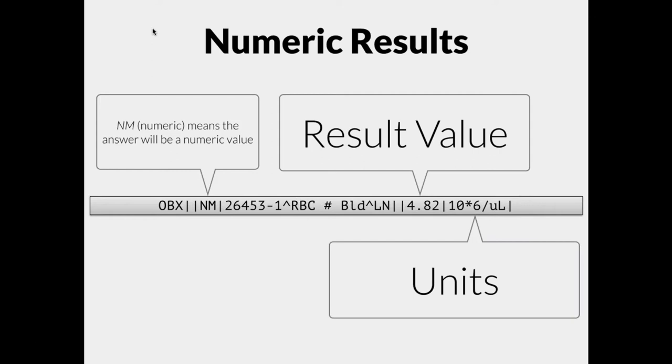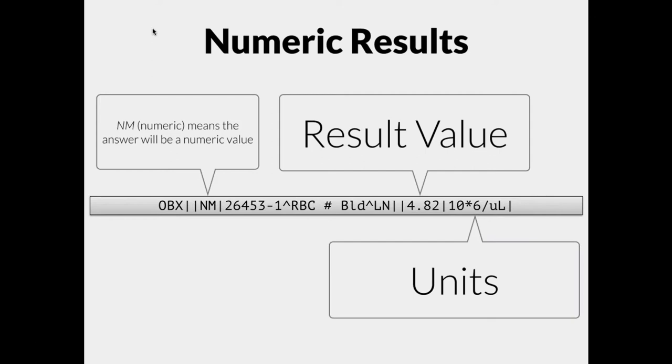which is the line for reporting an observation. For those of you who aren't familiar with HL7, it's a vertical bar delimited text representation where each pair of vertical bars delineates a field that's expecting a certain type of information. In this little extract, the NM says this particular observation, this OBX, is going to have a numeric value as the answer.